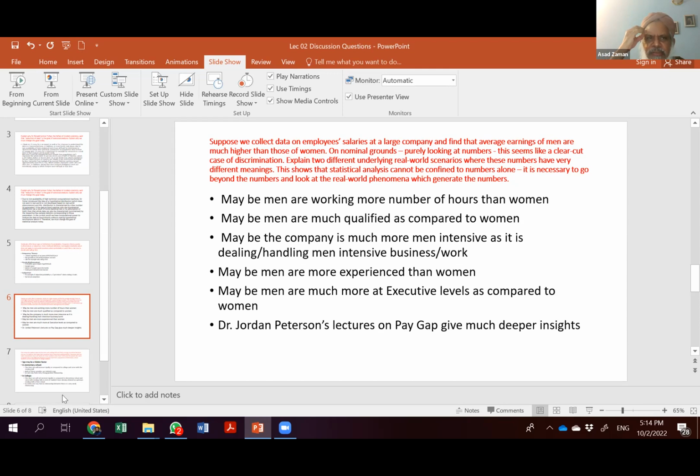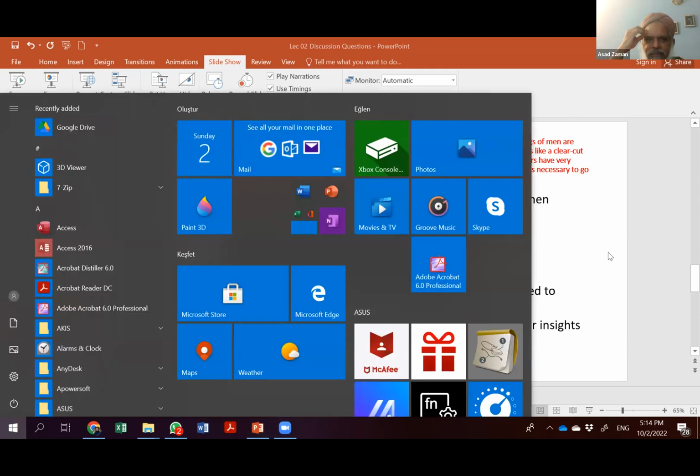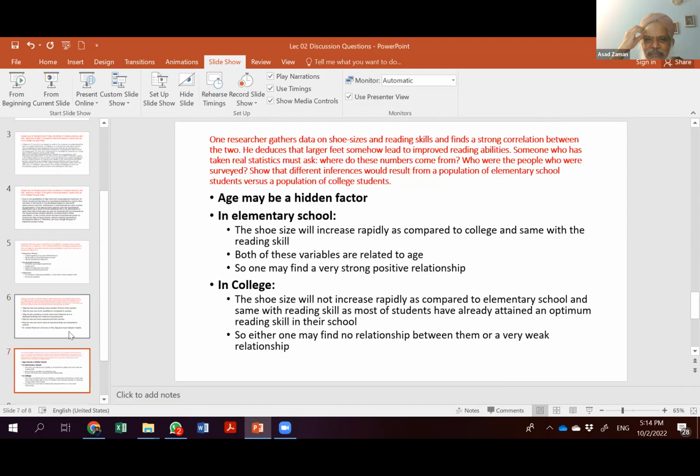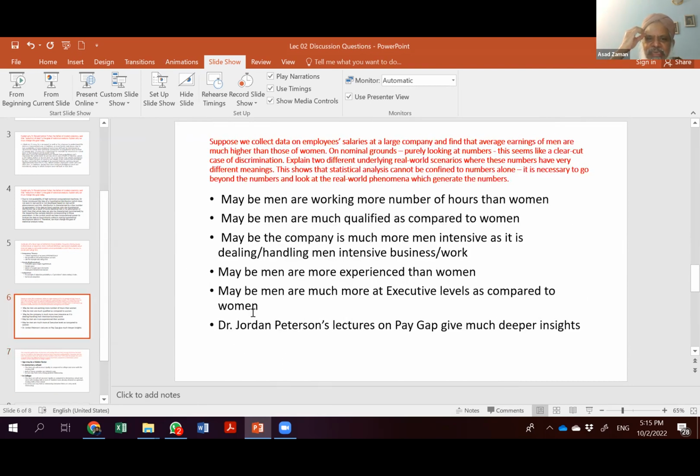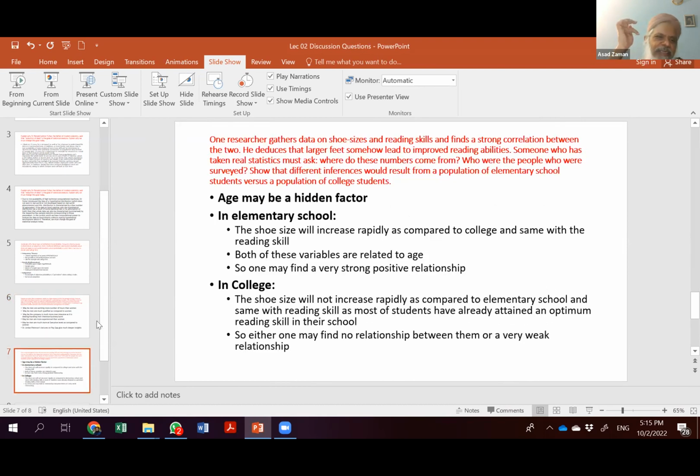Okay, whenever there are more than two, the point is not to explain or to justify discrimination against women. The point is just that the numbers don't tell the story, and you have to spend shoe leather in order to find out the true story.